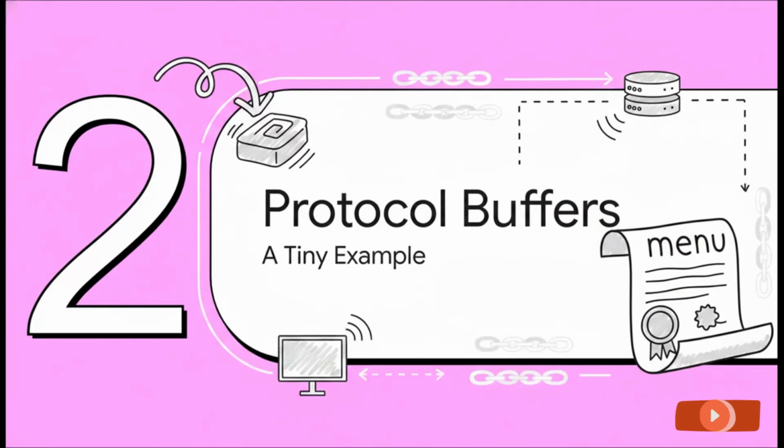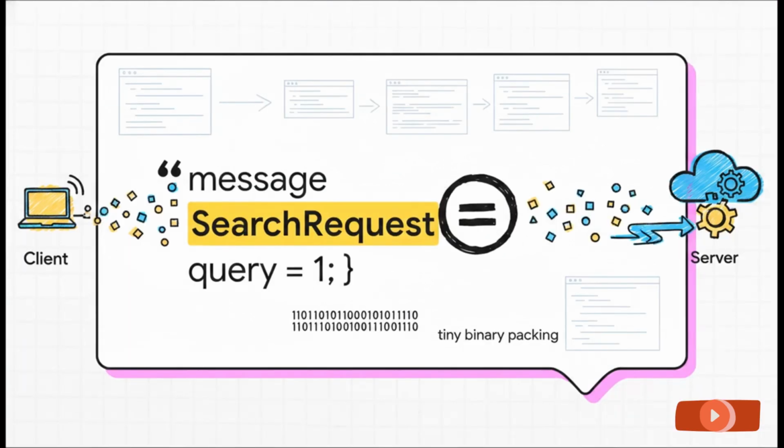Moving on to Part 2, the magic protocol buffers and a tiny .proto example. So how does gRPC actually squish that data down so perfectly? Well, the secret sauce is protocol buffers, or protobufs for short. Think of them as an unbreakable cartoon contract, or like a menu between your client and server. Here's a tiny real-world example straight from the protobuf documentation. This is just a 5-line .proto file defining a search request.